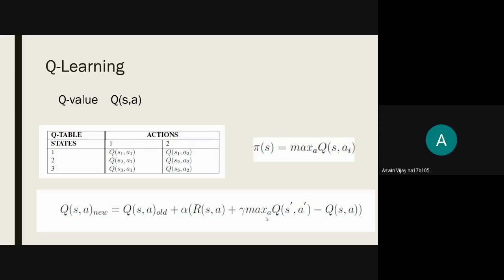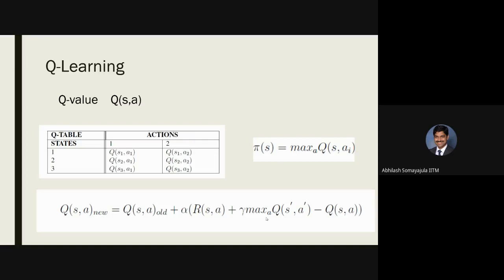I think the difference is that max A of Q of S prime, A prime is for the next state. Initially he was in state S and action A. The term max A of Q of S prime comma A prime means we take an action at the next time step. When it is at S prime, you take an action and you get various Q values for different actions, and you take the max of that. I think the transition is from S to S dash. Yeah, at least that's what I learned. No, Shrenik is right here, you have a transition from S to S dash.